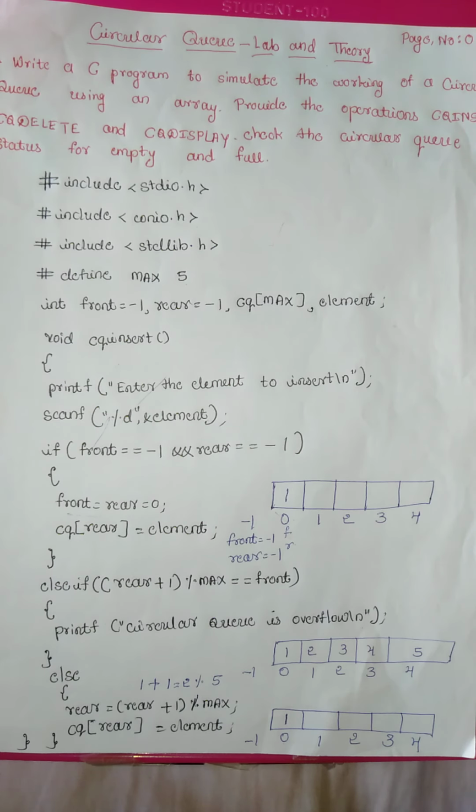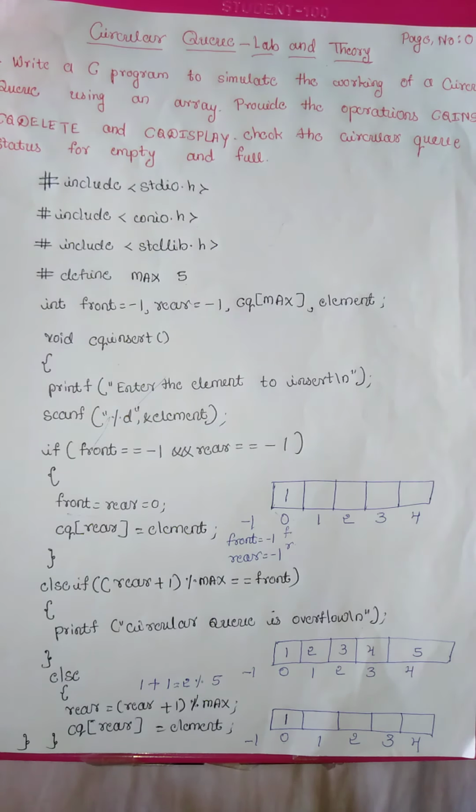Hi students, in the last session we discussed the basic concept of a circular queue. In this session we are discussing operations on a queue. There are mainly three operations we need to perform on a circular queue. The first is the insert operation, the second is delete, and the third is the display operation. In this session we are discussing the insertion operation. What exactly is the insertion operation?